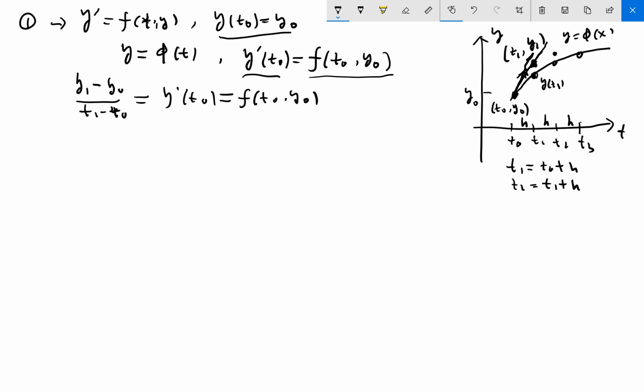So now let's solve this to find y1. That's what we want to find. y1 here gives you an approximation of y evaluated at t1. So now let's find y1. You can solve for y1, which is equal to y0 plus t1 minus t0. Okay, t1 minus t0 is h.